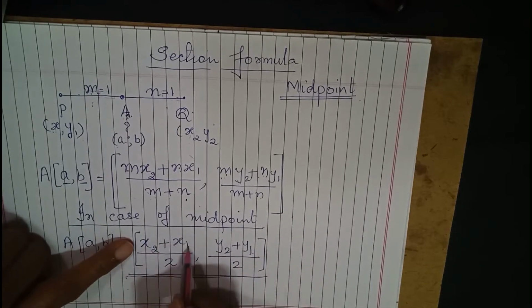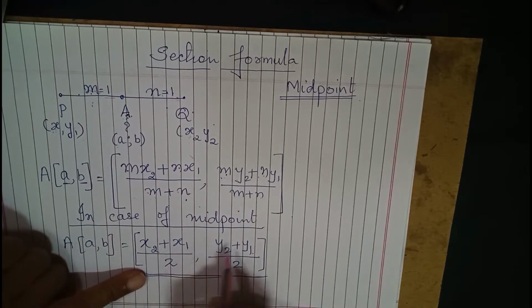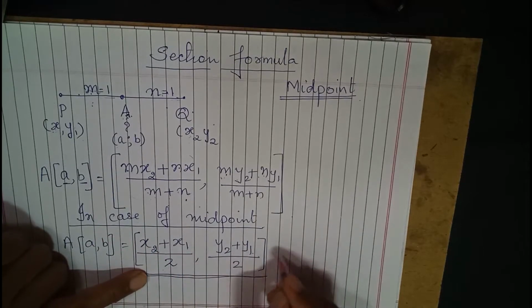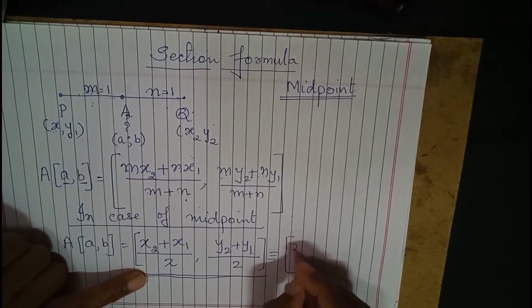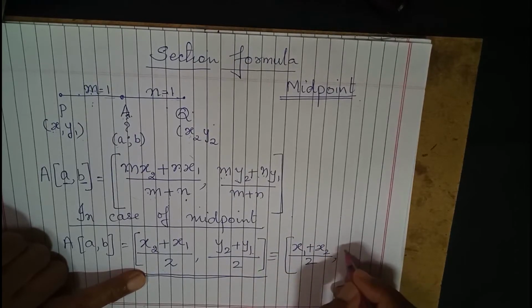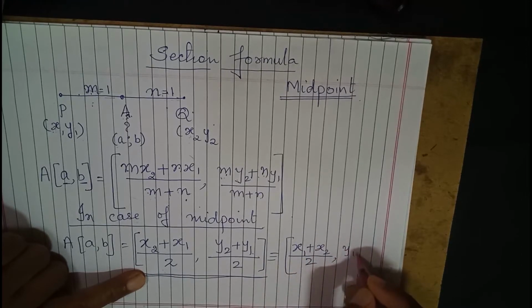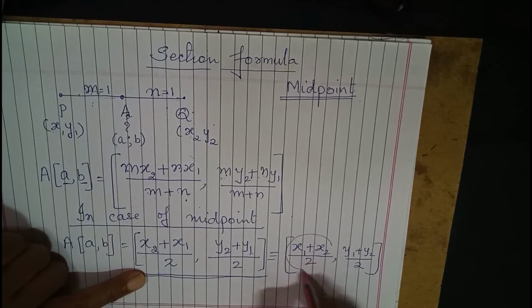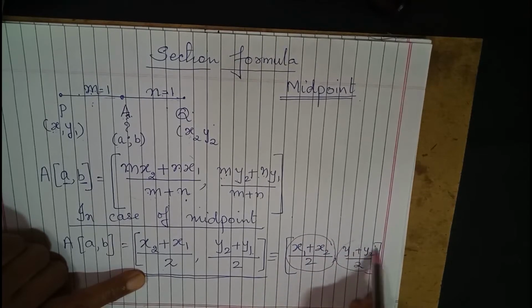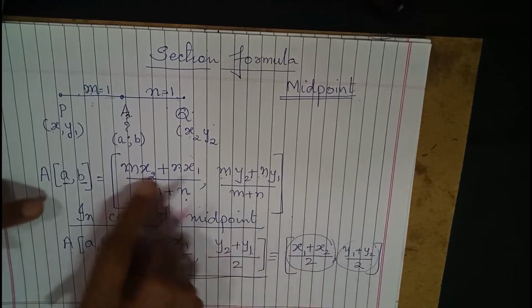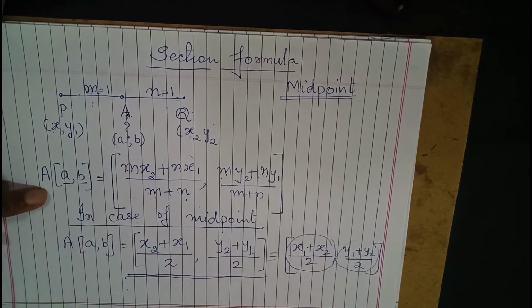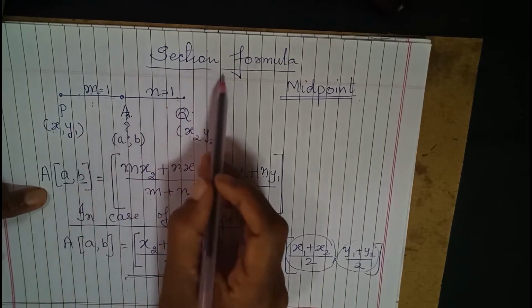Either you can keep it as it is, x2 plus x1 upon 2, y2 plus y1 upon 2, or to remember easily, you can even interchange it by making it x1 plus x2 upon 2 and y1 plus y2 upon 2. So you can see this will be the x coordinate of the midpoint and this will be the y coordinate of the midpoint. So these are the two formulas that we will be using to solve the sums based on section formula.